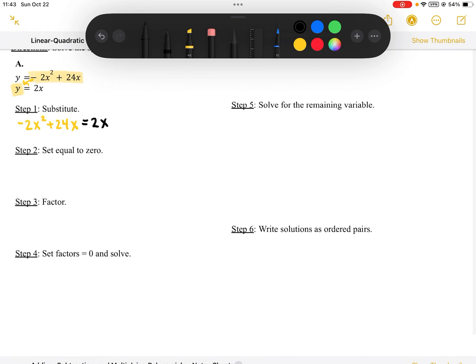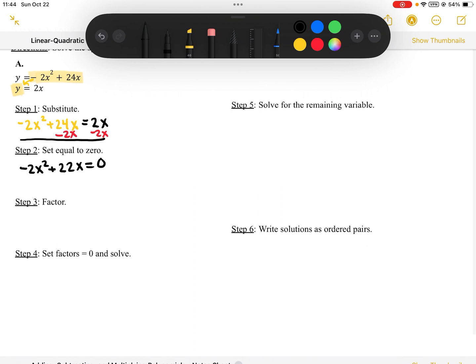Now, step 2, I need to set it equal to 0. So I need to get everything to one side. So I'm going to go ahead and move everything to the left-hand side. So I'm going to move that 2x by subtracting 2x from both sides. So now I simplify. So I'm going to have negative 2x squared plus 24x minus 2x gives me 22x equals 0. So step 2, get everything to one side, set it equal to 0.